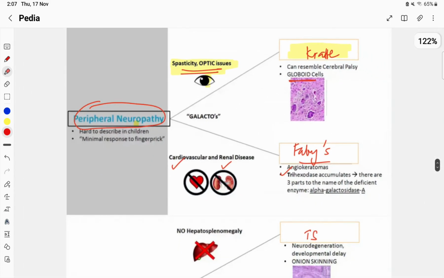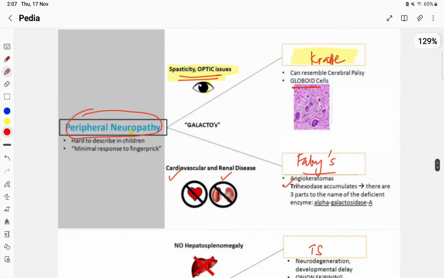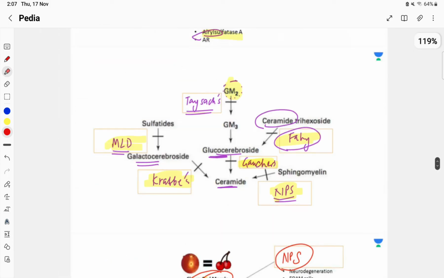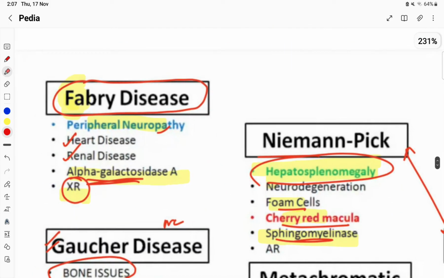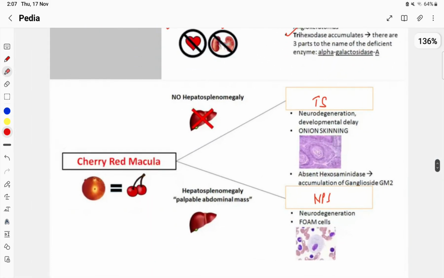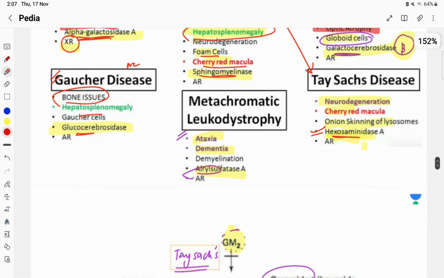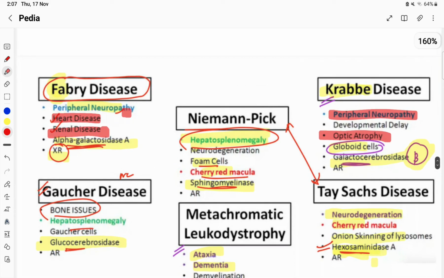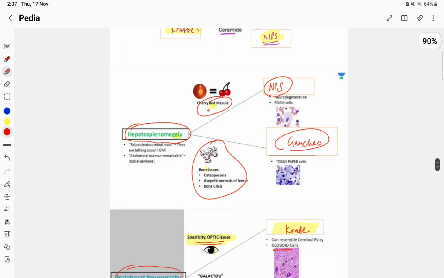Okay, and there is cardiovascular disease, renal disease along with peripheral neuropathy. So this is Fabry. Cardiovascular disease and renal disease, see, we read it here. This is Fabry along with peripheral neuropathy, which is always there in it. You all know this peripheral neuropathy is there.